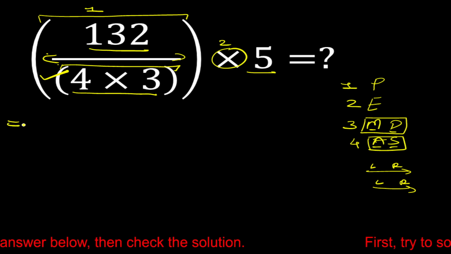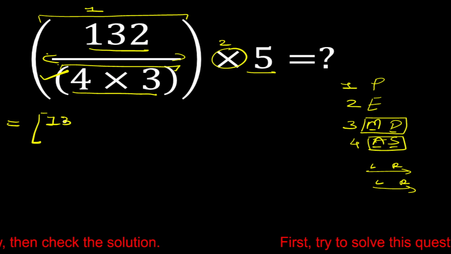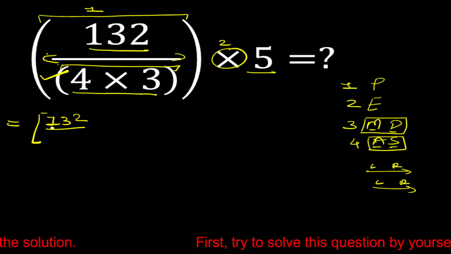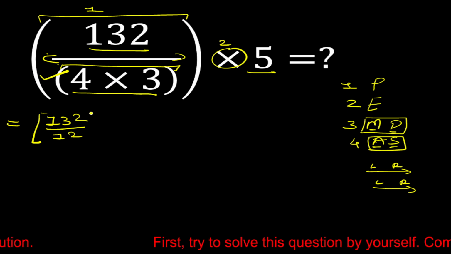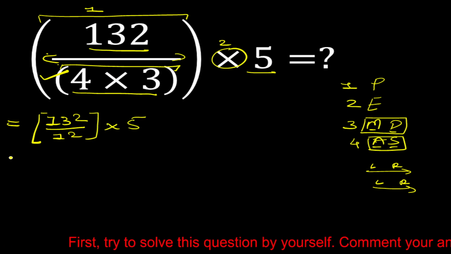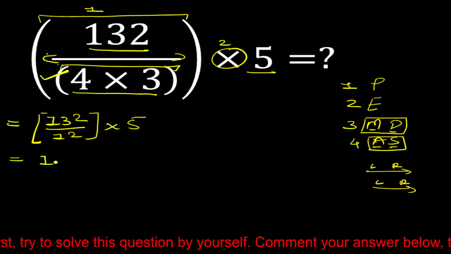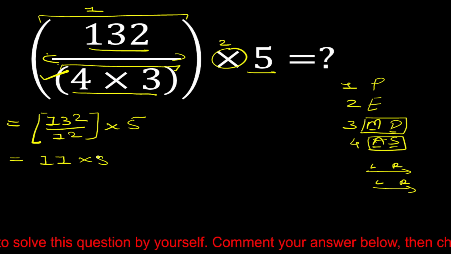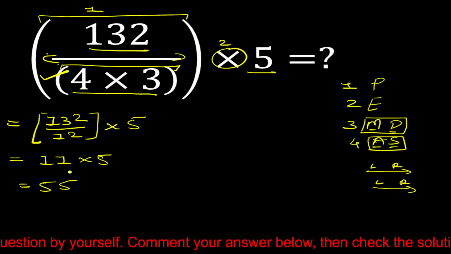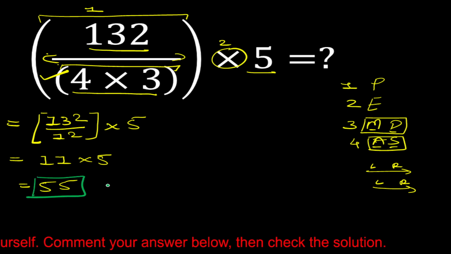Okay, so it is equal to 132 divide, now solve this parenthesis, 4 multiply 3 is equal to 12, multiply 5. So now 132 divided by 12 is equal to 11, multiply 5. So now 11 multiply 5 is equal to 55. Okay, so the correct answer is 55.